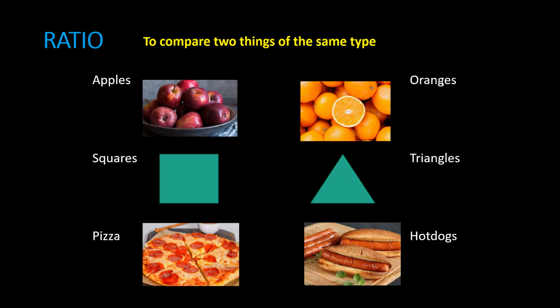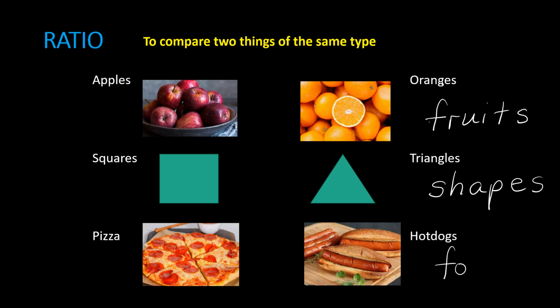In the first example, we have apples and oranges. So these are fruits. We have squares and triangles, and these are shapes. Pizza and hot dogs, these are foods.